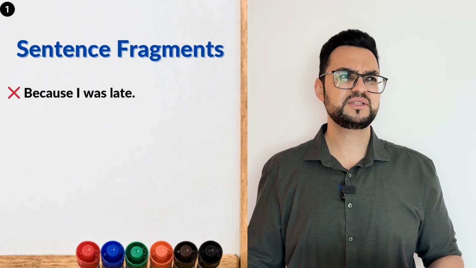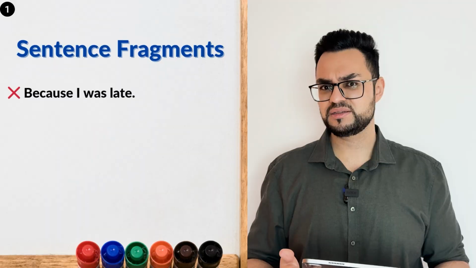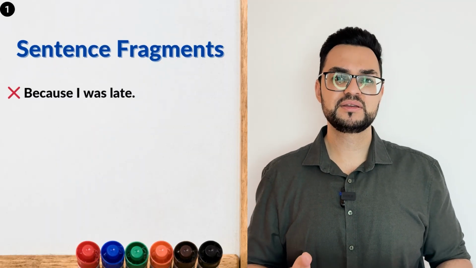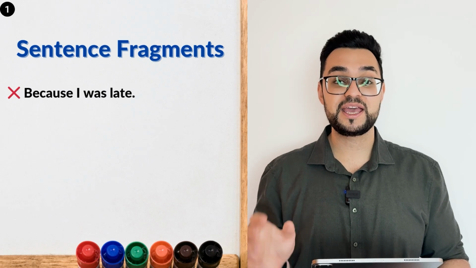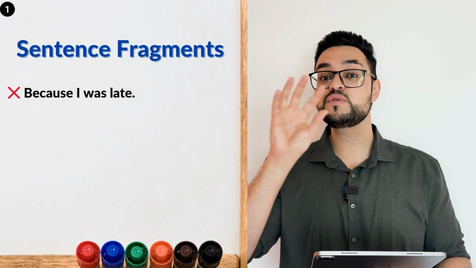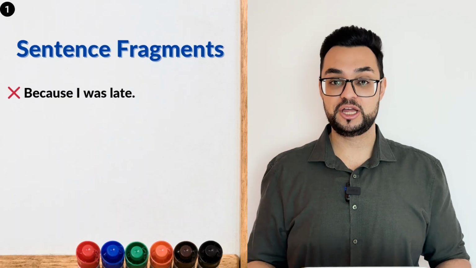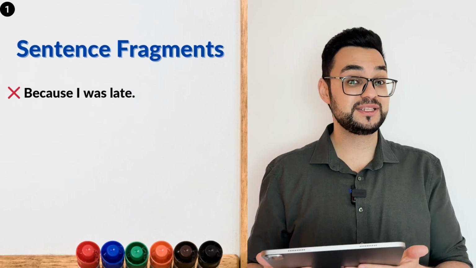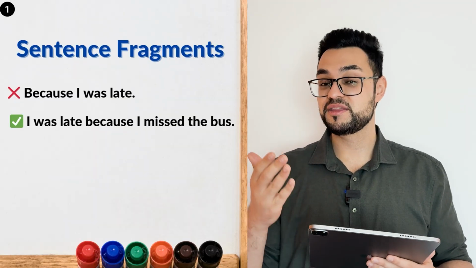And when you say, because I was late, it's like, what happened? Why you were late? Like, what's the reason? You're not saying it completely. In order to fix it, you can use a clause and move the word because after your first main clause. Like saying, I was late because I missed the bus.